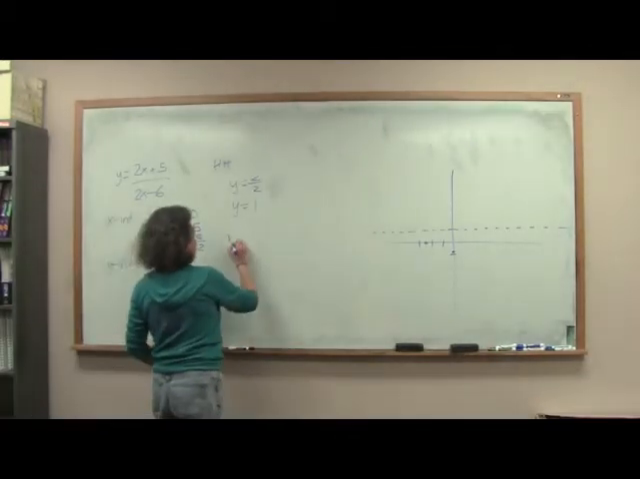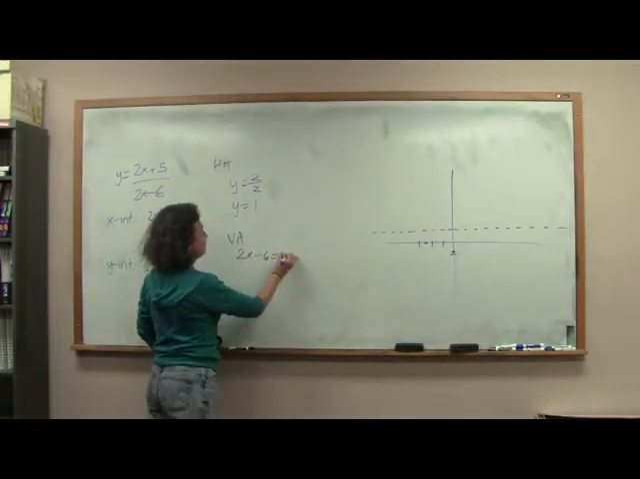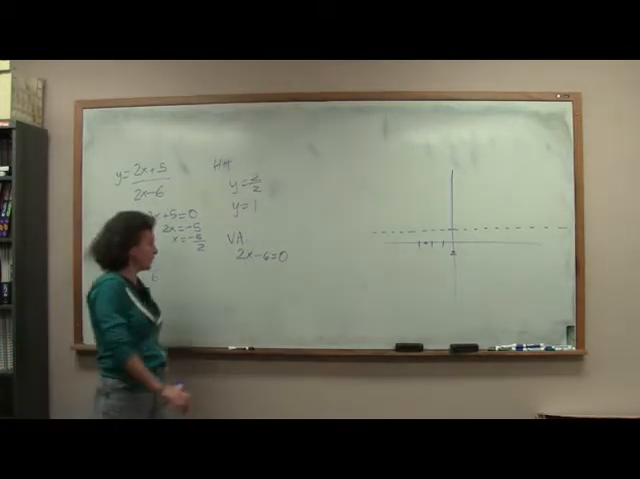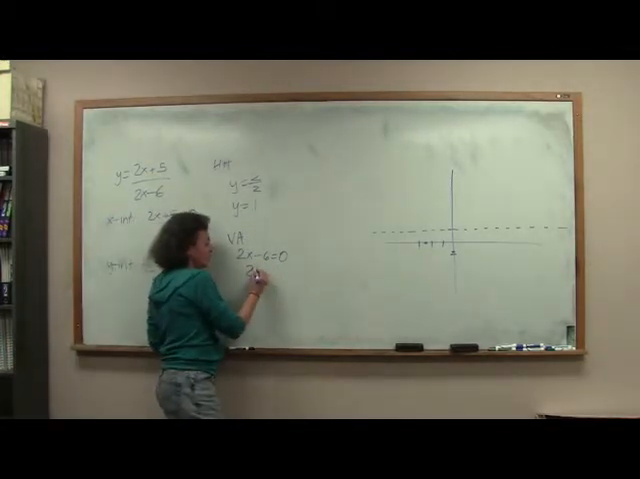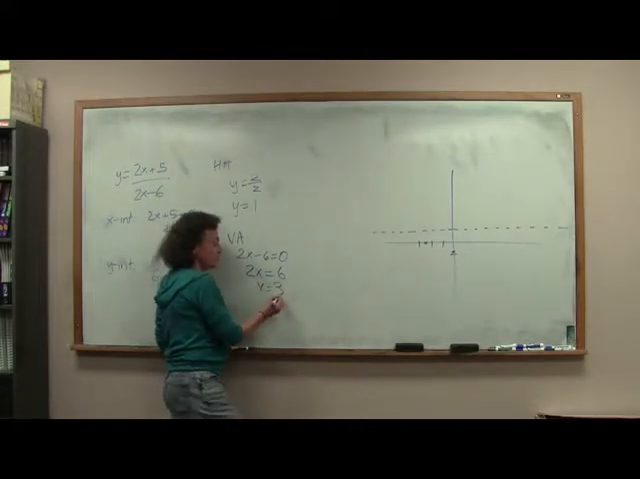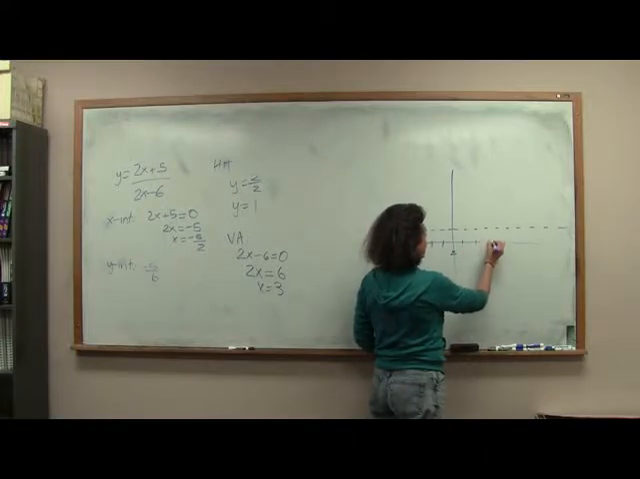Last but not least, our vertical asymptote. That's precisely where your function is undefined. In other words, you set your denominator equal to 0. I can solve this for x, move my 6 over, divide by 2, and I have x equals 3. 1, 2, 3.